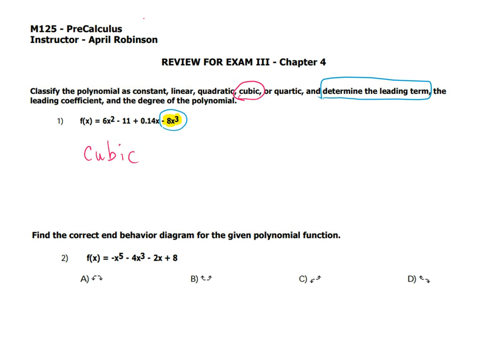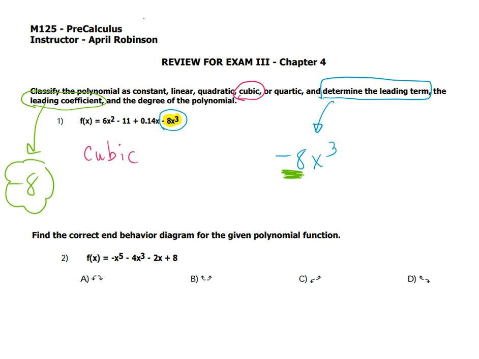Well, that's the term that I circled. So the leading term is negative 8x cubed. And then they want to know the leading coefficient. And the leading coefficient is simply the number in front of the variable on the leading term. So that would be negative 8. And those are the answers to question number 1.